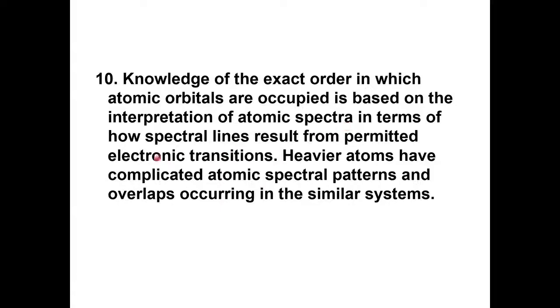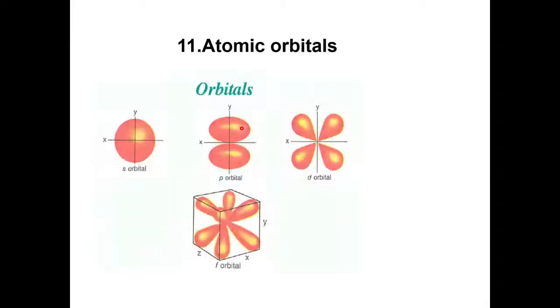Now, the heavier atoms have complicated atomic spectral patterns. Obviously, it is understood, because there are a lot of electrons and more atomic orbitals, more magnetic orbitals, more spin orbitals, and then overlapping is also there. Like that we can predict the spectrum based on the number of electrons. Now this is the slide I have already shown you, the electronic arrangement.